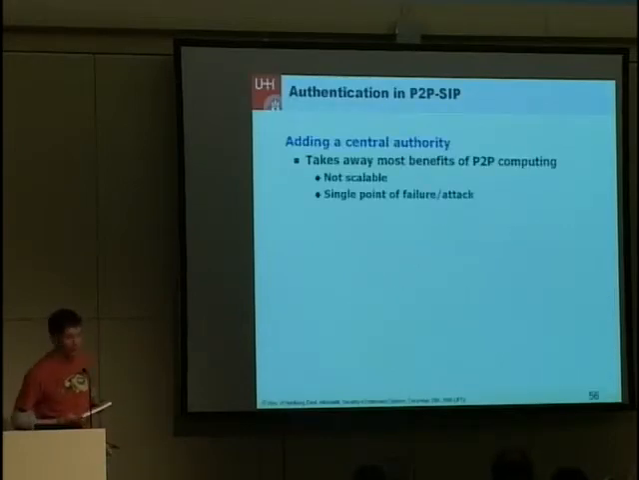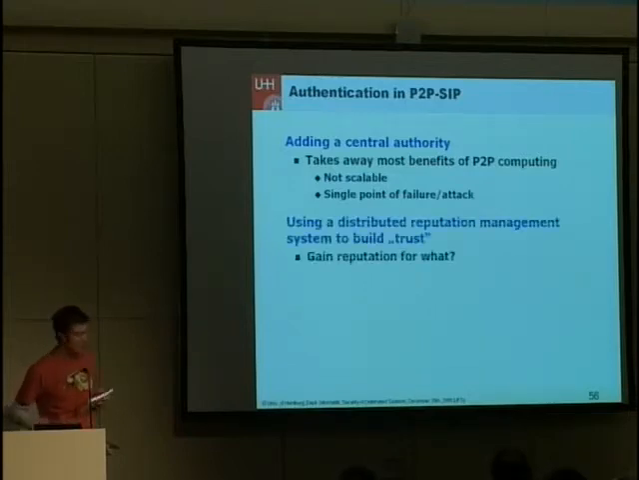So what can we do for authentication in peer-to-peer SIP? Basically, there are three things we can do. We can, of course, add a central authority, but I guess we don't want to do that because we want to keep up with the spirit of peer-to-peer computing. We don't want a central authority there for the reasons I've put up there. A lot of researchers have introduced reputation management systems in the absence of a central authority, for example, for file sharing. So we could use this for SIP as well.